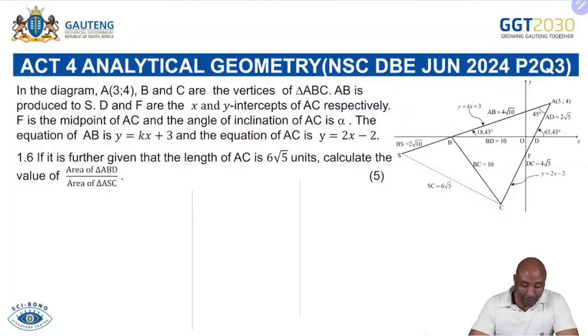1.6, we are given further that the length of AC is 6√5 units. We have to calculate the area of triangle ABD over the area of triangle ASC. 5 minutes. Let's do the activity.